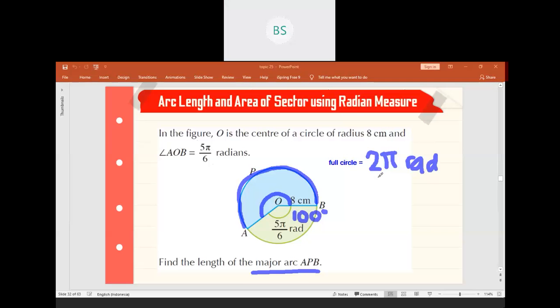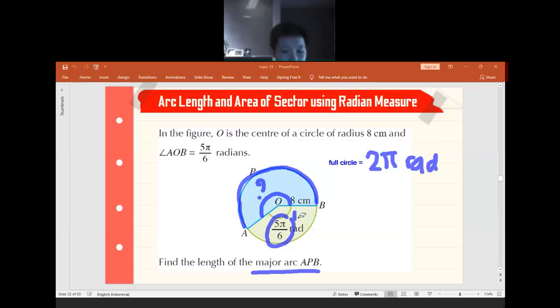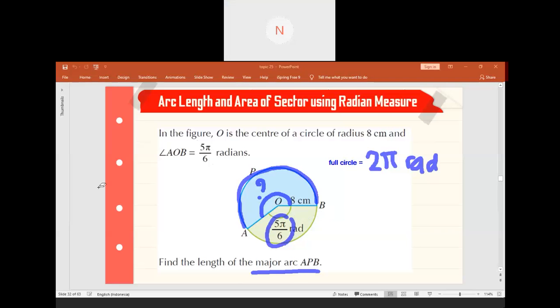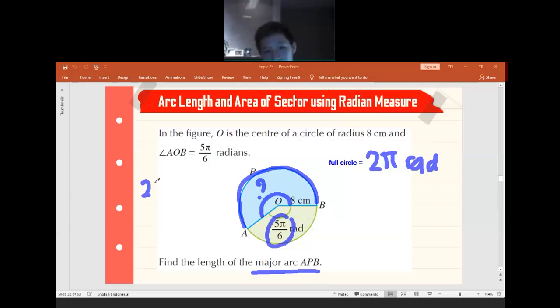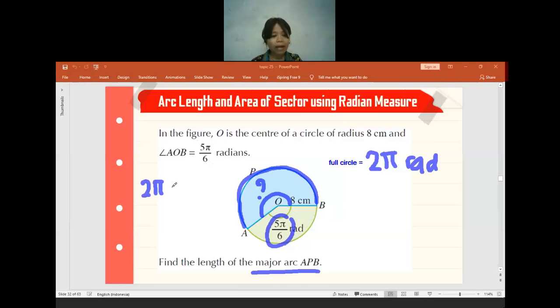I have the full circle as 2 pi radian. The smaller angle here is 5 pi divided by 6. So the angle here will be how many minus how many? Bigger minus smaller. 2 pi minus 5 pi divided by 6. How much will it be?